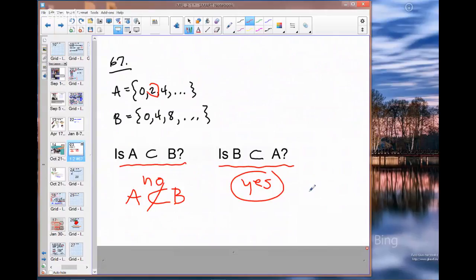So let's take a look at a problem in the book. If you've got your books handy, open up to page 67, please. I'm sorry, I gave you the wrong page. It's number 67, and it's on page 62. Sorry. Page 62, number 67.